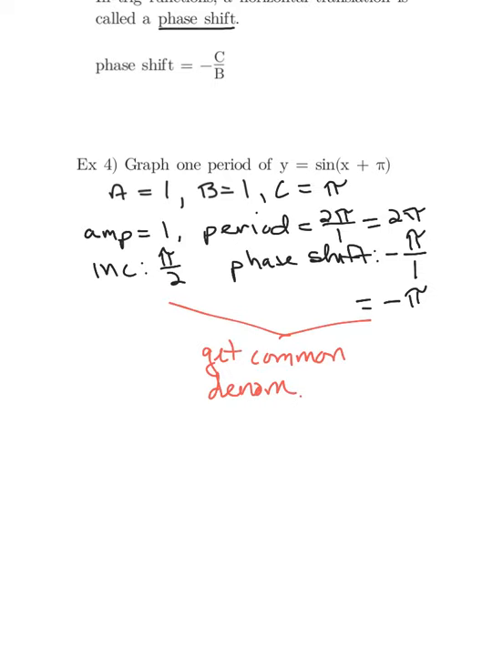Well, increments are in pi over 2s, and the phase shift we could think of as negative 1 pi. How can we write negative pi as something over 2? We could think of it as being negative 2 pi over 2, because 1 is always the number over itself.